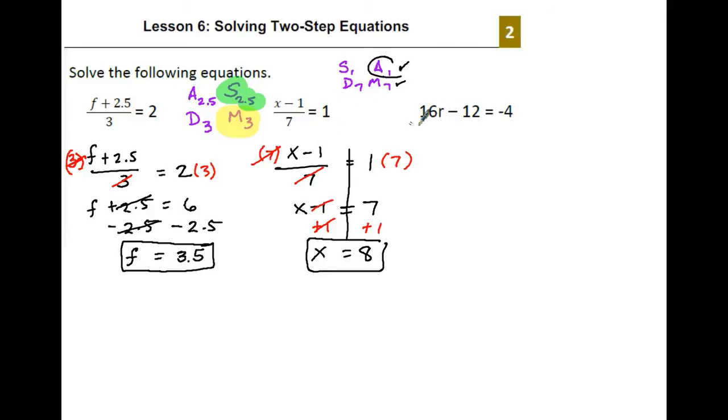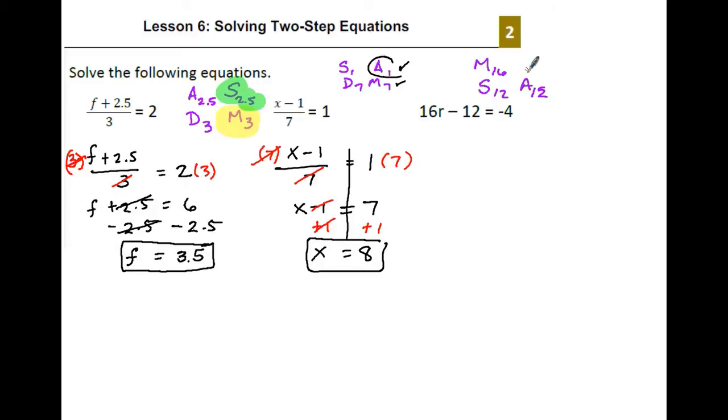All right, the final one, 16r minus 12 equals negative 4. So how do I find r? I would multiply r by 16, and then I would subtract 12 to get the value of negative 4. So how do I find negative 4? We take our r, multiply by 16, then subtract a 12. So to undo that, we're going to add a 12.